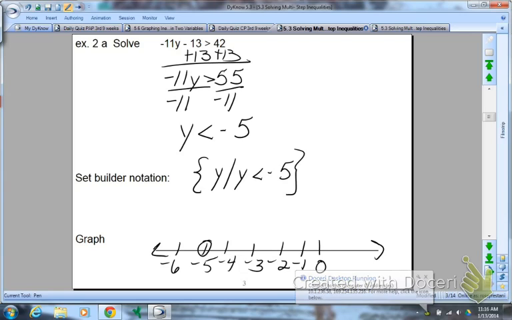open circle at negative 5, and y stands for all numbers that are less than negative 5. What numbers are less than negative 5? Numbers to the left.